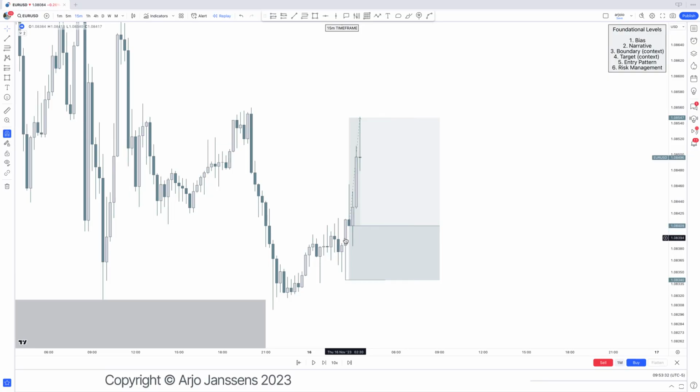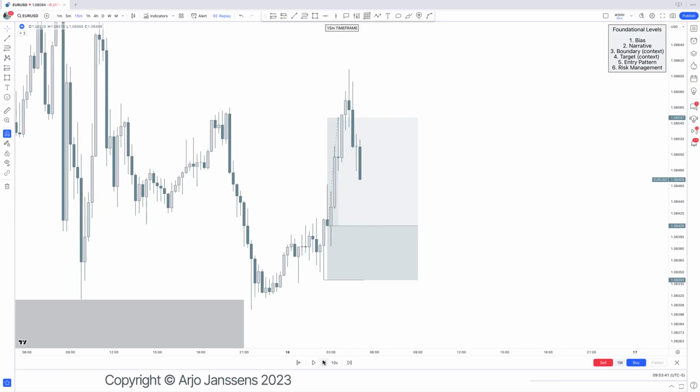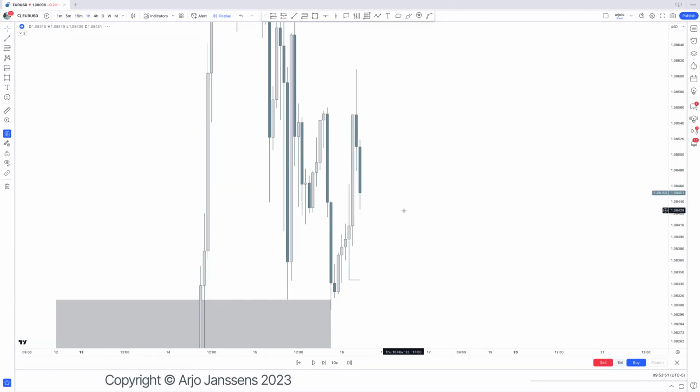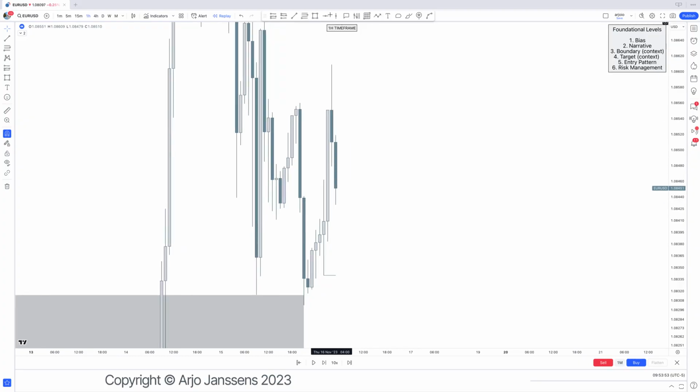With your entry pattern just being in that fair value gap, just being the first fair value gap that we encounter right there. And then eventually, what is the new protected low right here? Well, first we need to again zoom out and see what the 1 hour is doing. On the 1 hour, we are now creating this fair value gap higher right there.